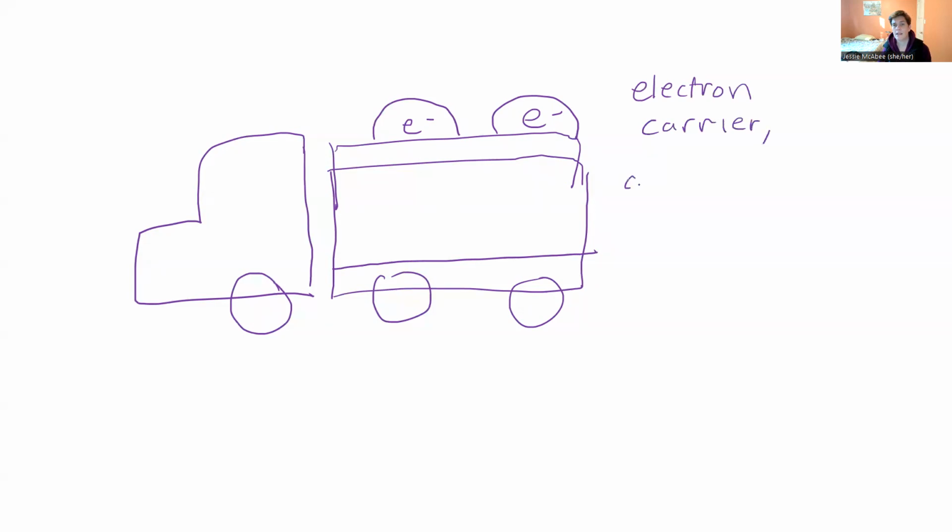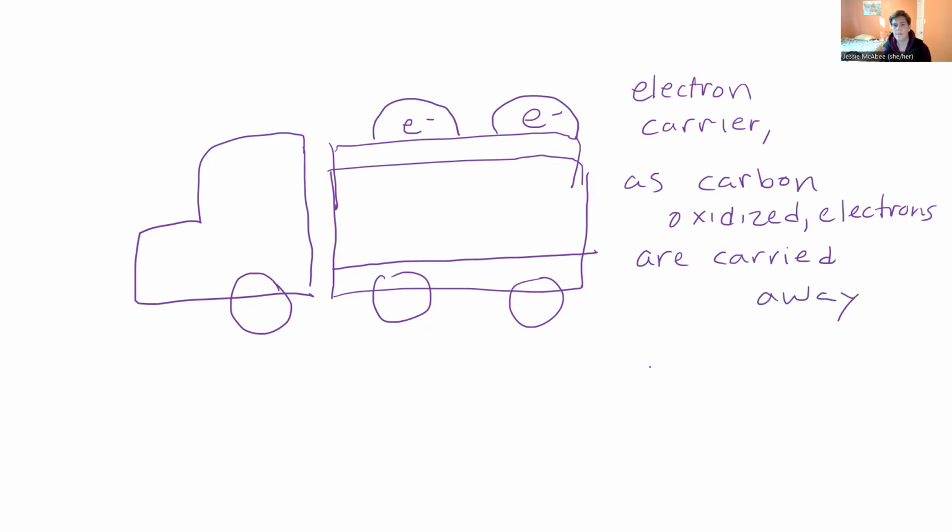So as carbon is oxidized, electrons are carried away by these electron carriers. And there are 2 of them: NADH and FADH2.